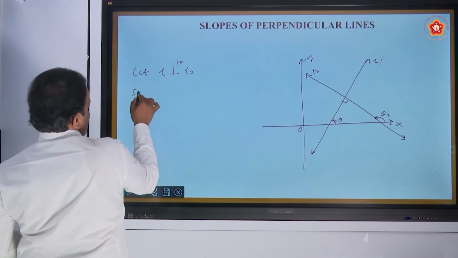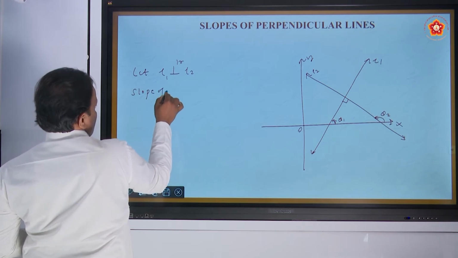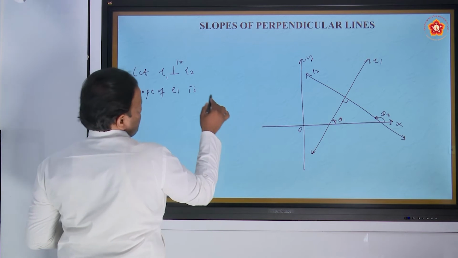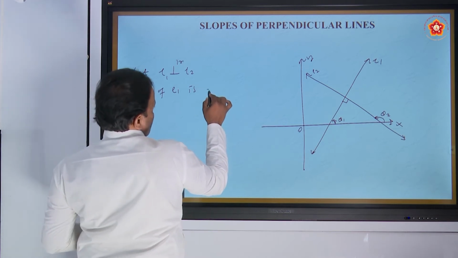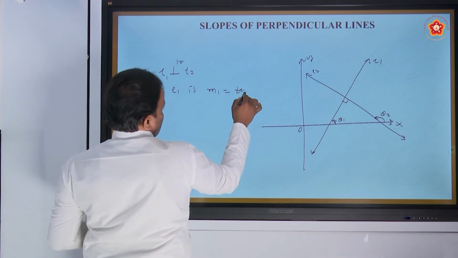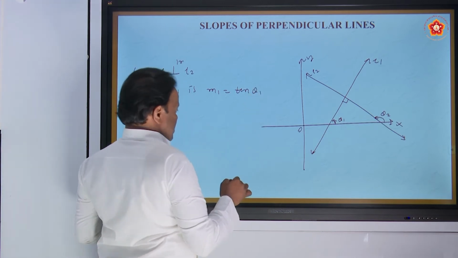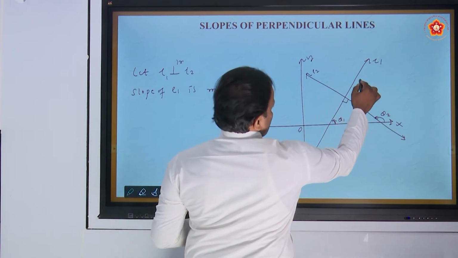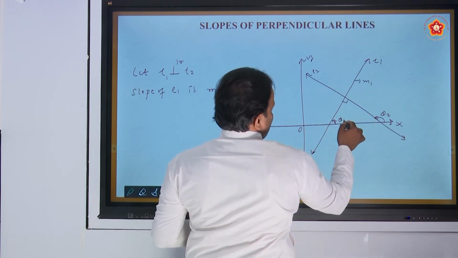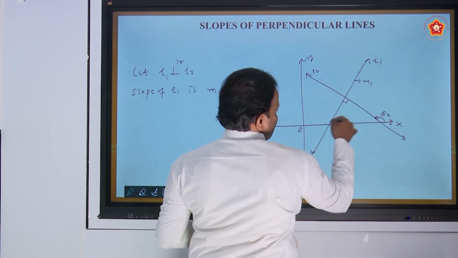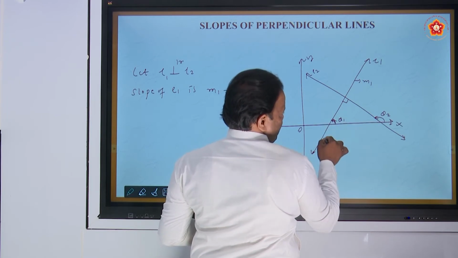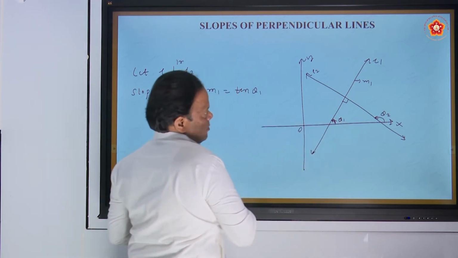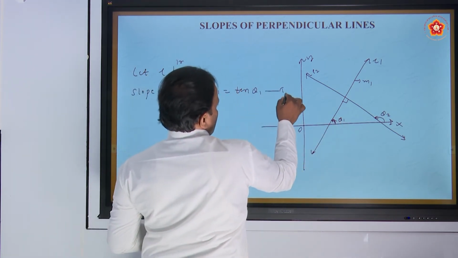And the slope of L1, what is the slope of L1? Say M1. M1 is equal to tan theta 1. Slope of L1 is M1, that is tan theta 1, because L1 is inclined at theta 1 to the positive direction of the x-axis. This is the formula. I call it equation number 1.